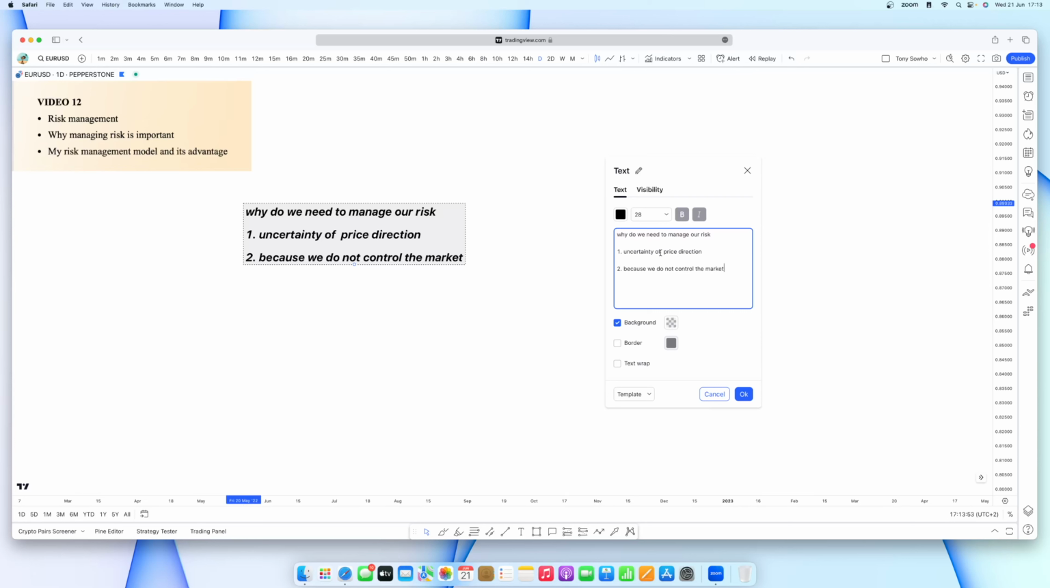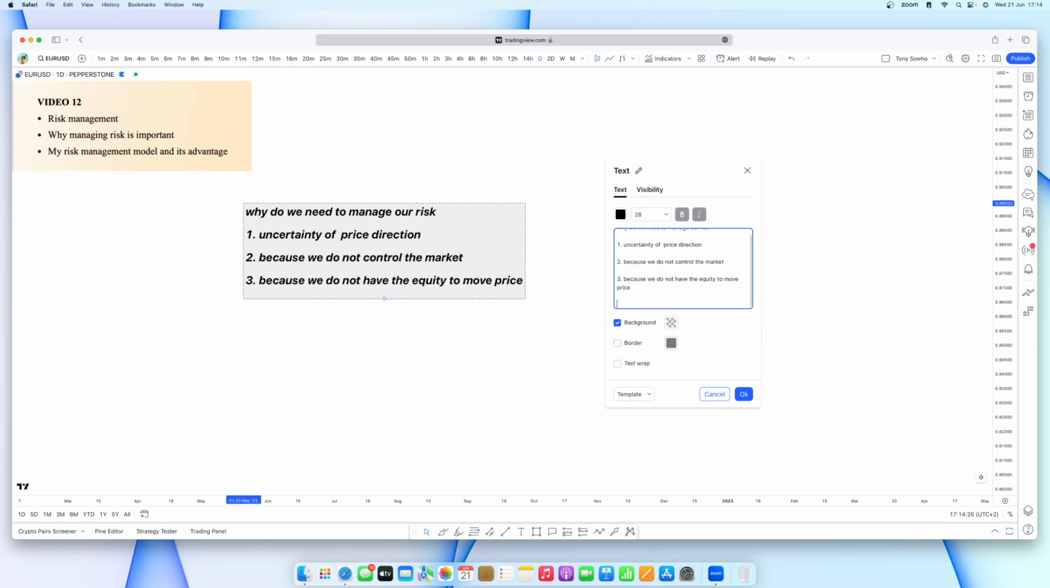But because I cannot move the market, and why do you think I can't move the market? Or why do you think we can't control the market? Because we do not have the equity in order to control the market. So if we say, why do we need to manage our risk? Because, we can also say number three, because we do not have the equity to move price. So you can see everything I've been saying now, they are all related.